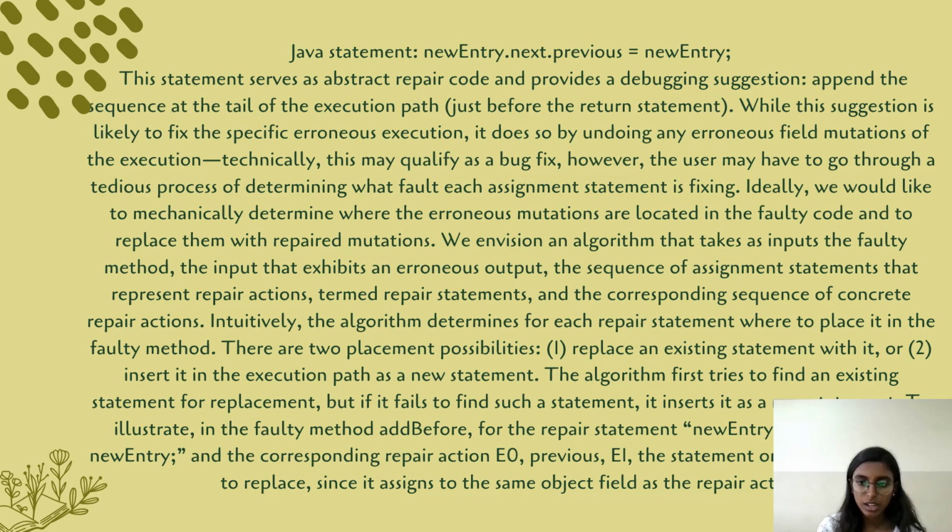The algorithm first tries to find an existing statement to replace, but if it fails to find such a statement, it inserts it as a new statement. To illustrate, take the faulty method addBefore, the repair statement newEntry.next.previous = newEntry, and the corresponding repair action E0.previous = E1. Statement at line 46 is one to replace since it assigns the same object field as the repair action.